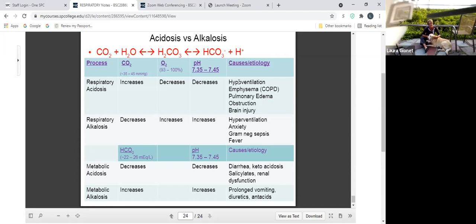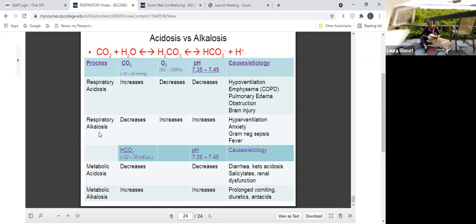So what are the causes? Hypoventilation, emphysema, maybe pulmonary edema, really any of the, and not just emphysema, but any of the three disorders that are part of chronic obstructive pulmonary disease. Obstruction like choking, maybe brain injury that I described before, or all-out asystole.